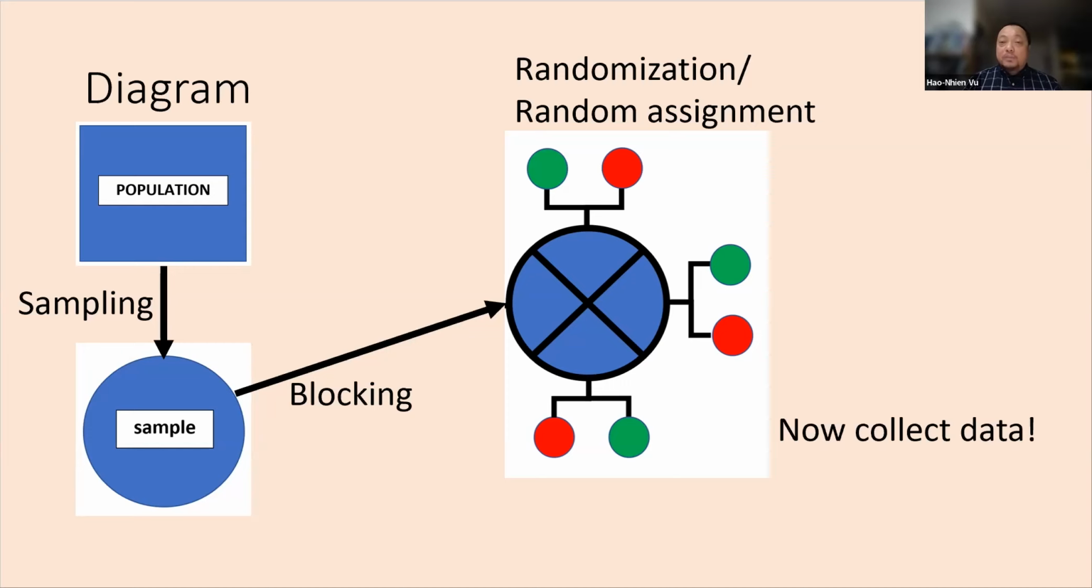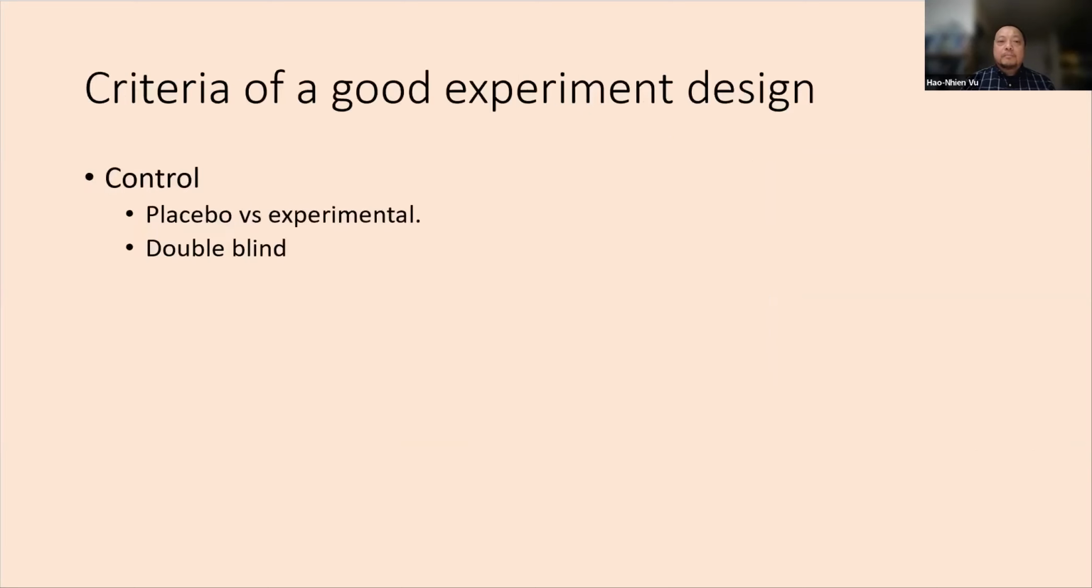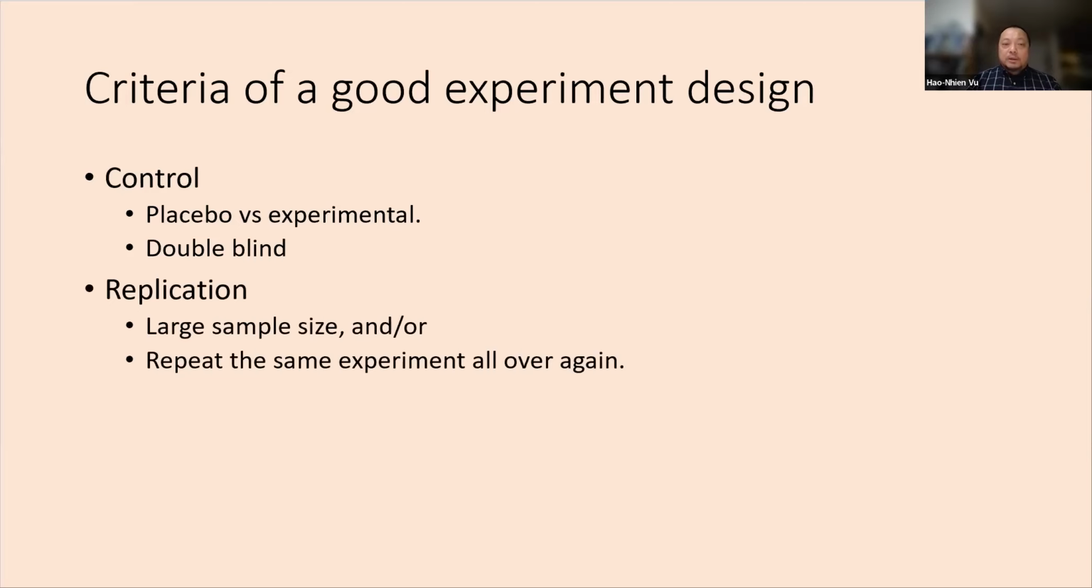We teach it like this because it satisfies the 4 conditions of a good experiment design. What are the conditions or criteria of a good experiment design? Number 1, you need to have control. You need to have placebo versus experimental, and you need to have double blind. Number 2, you need to have replication. Replication means repetition. You need to be able to repeat the experiment.